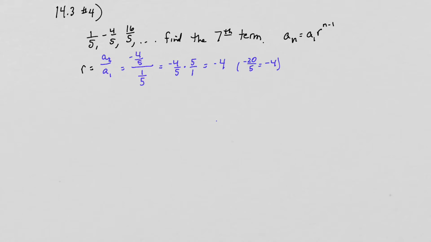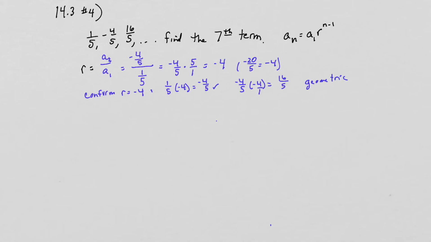To confirm r is in fact negative 4, check by multiplying each term by negative 4 and seeing if you get the next term. So you have 1/5, you multiply that times negative 4, you get negative 4/5, so that checks out. You take negative 4/5 and you multiply that times negative 4, you get positive 16/5. Remember, the negative 4 you're multiplying by is a negative 4/1, so you multiply in the numerator and in the denominator. So negative 4 is indeed the common ratio, and this is a geometric sequence versus another type of sequence.